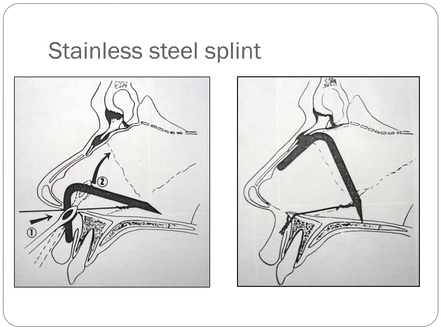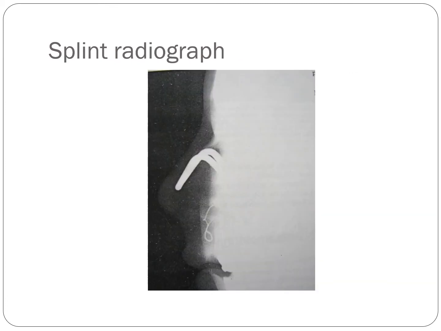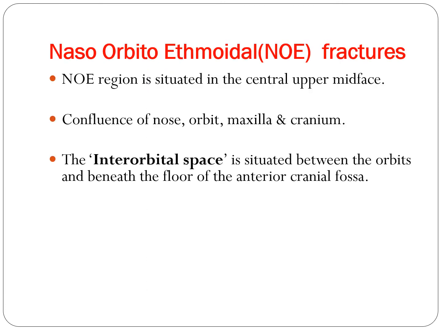And the oldest technique they used is a stainless steel splint to reduce and stabilize the fracture segment. You can see in the picture the pin will support the anterior nasal spine. These are the oldest techniques we use. You can see in the radiograph how they use the nasal splinting.